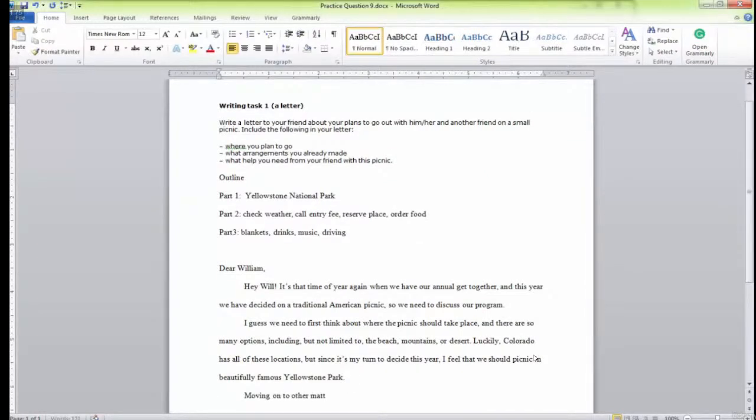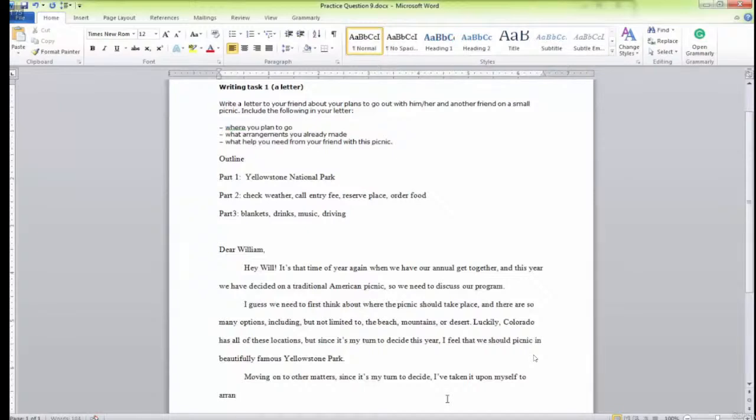Moving on to other matters, right? That's good coherence language there. And you see the contractions. All right, so there we see a good opening sentence for our next part about the arrangements that I've already made, right? You get the idea from that topic sentence about the arrangements that have already been made.